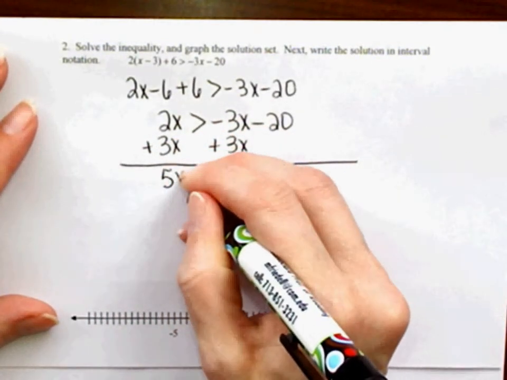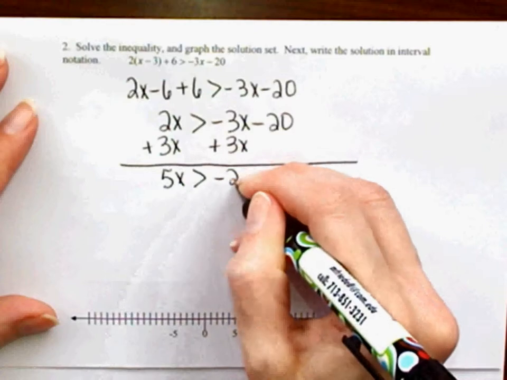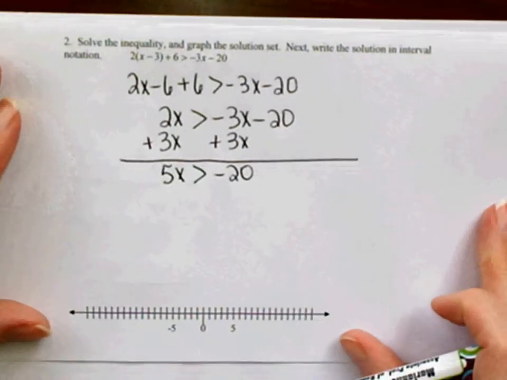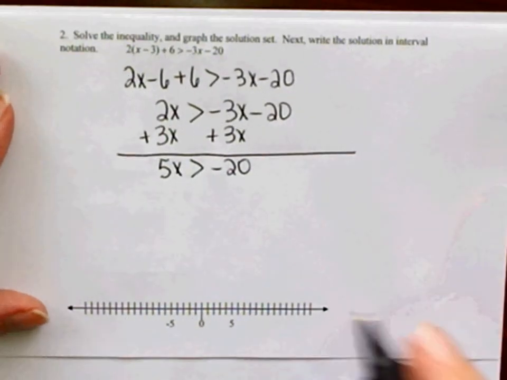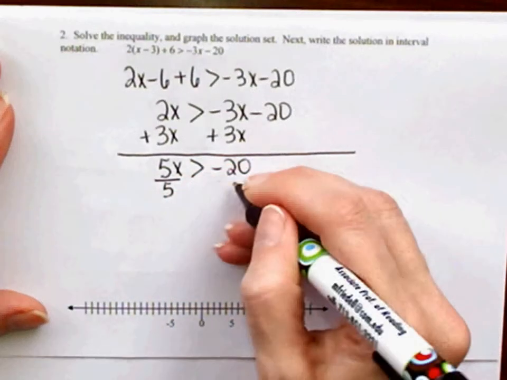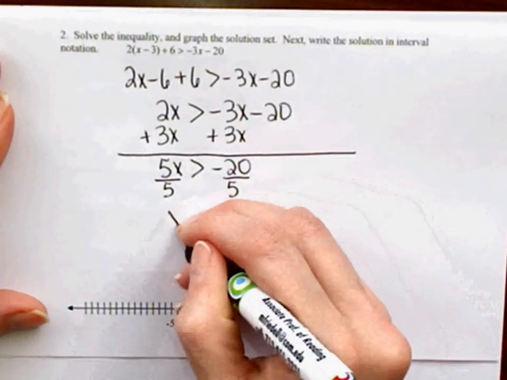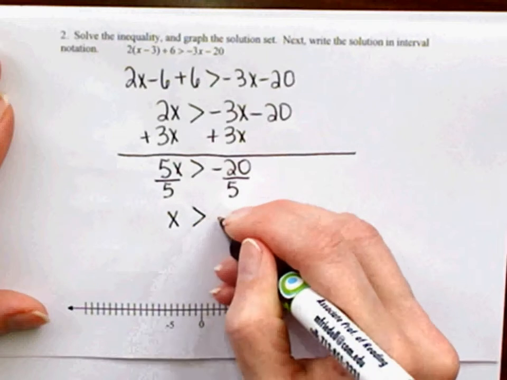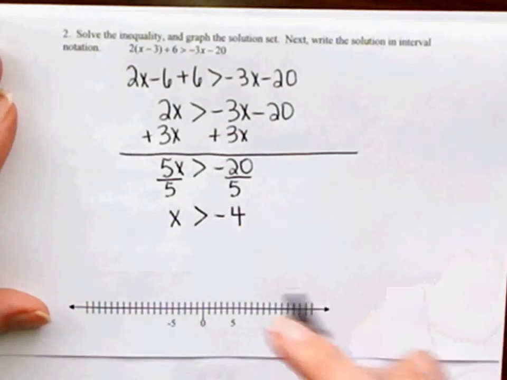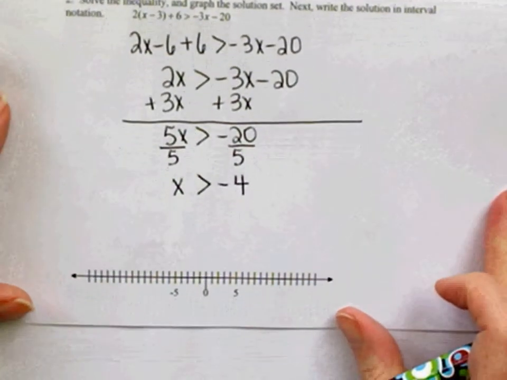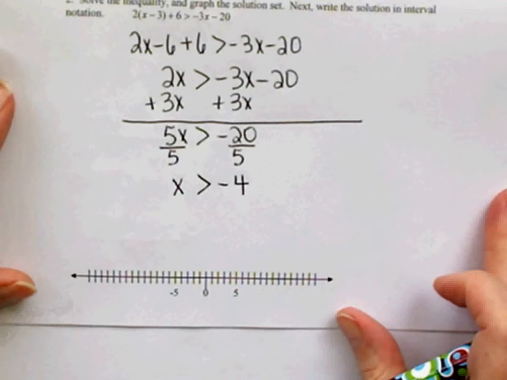I have 5x greater than a negative 20. Still trying to solve for x, so I need to divide by 5. Since I'm dividing by a positive 5, it's not going to change the direction of the inequality. So notice it's staying the same. So we're looking for numbers greater than a negative 4.